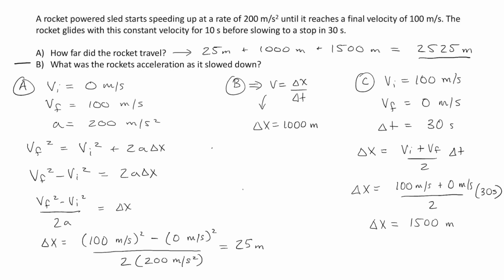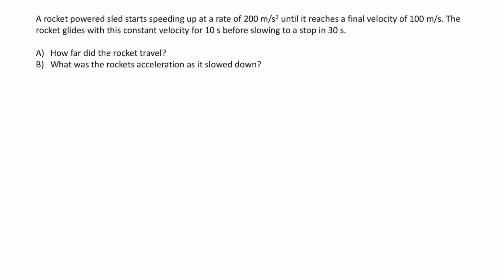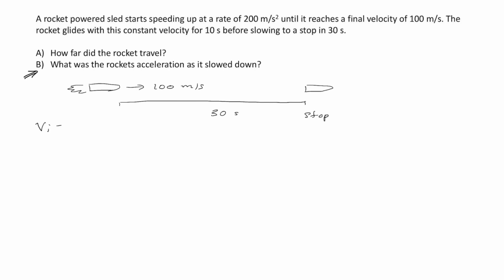Now we can move on to part B, which asks, what was the rocket's acceleration as it slowed down? So this would be part C of our motion. So now on a clean sheet, we'll answer part B. And just remember, we had our rocket moving with a velocity of 100 meters per second, and then within 30 seconds, it slowed down to a complete stop. Remember, initial velocity was 100 meters per second, final velocity was 0 meters per second, and it took 30 seconds.